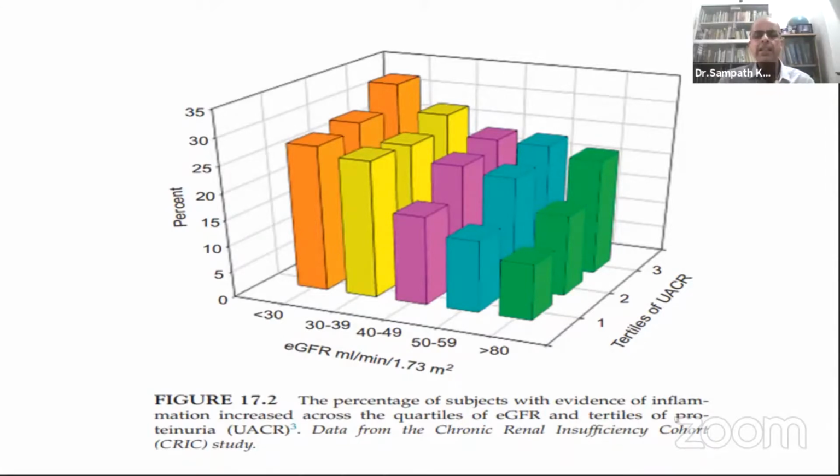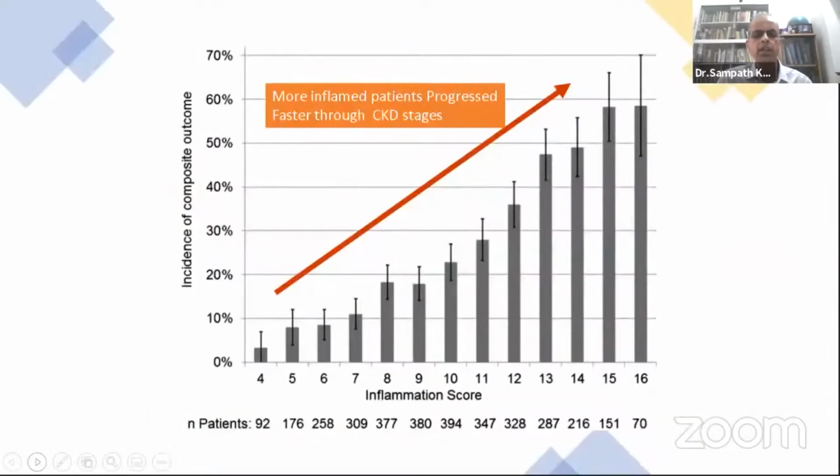So there is an element of retention of these molecules in the presence of low GFR, and that also contributes to the inflammatory milieu. And the more inflamed the patients, the more progression there is going to be in early stages of CKD. They will very quickly progress into later stages when they are more inflamed.